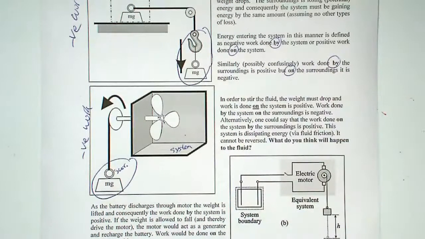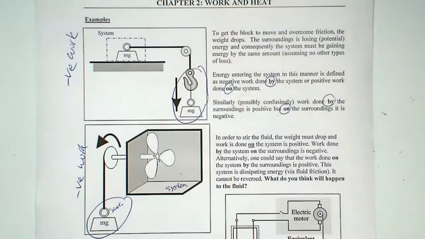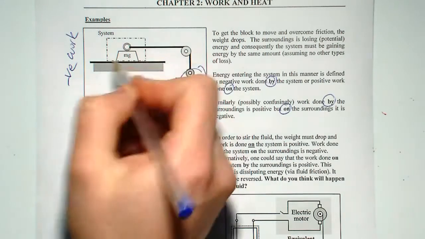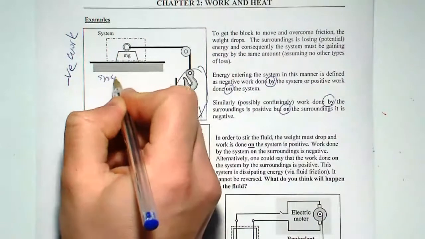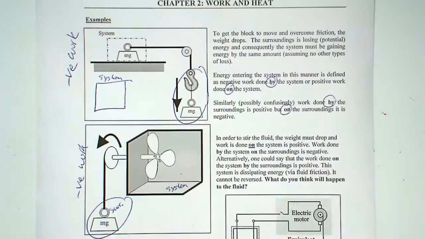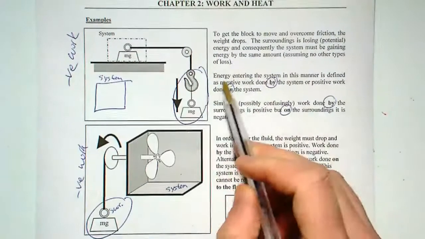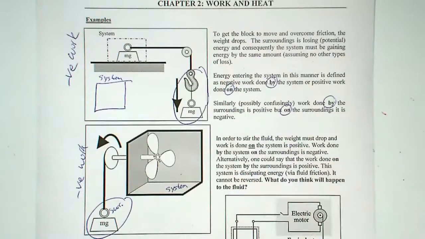in the text. The reason why, apart from finding out which one is doing positive work and negative work, it's also important to understand that when I say the work is done by the system, you understand what that means. And when I say the work is done on the system, then you also appreciate what that means and whether that justifies positive work or negative work. So, what I would say about this example is that if you want to read this sentence now, it says, energy entering the system in this manner is defined as negative work done by the system or positive work done on the system.